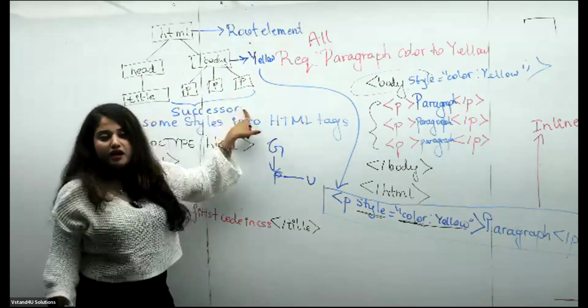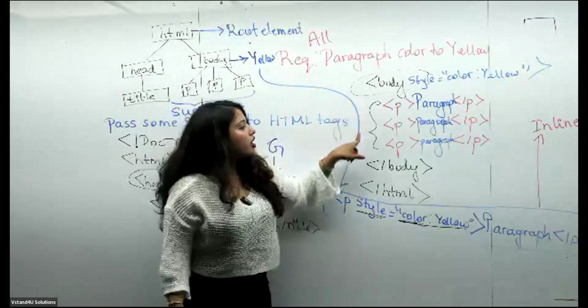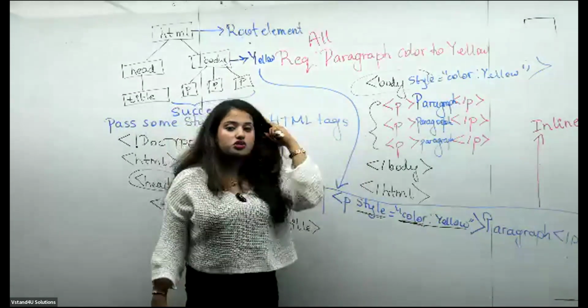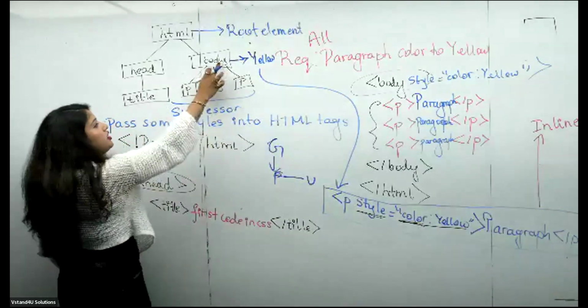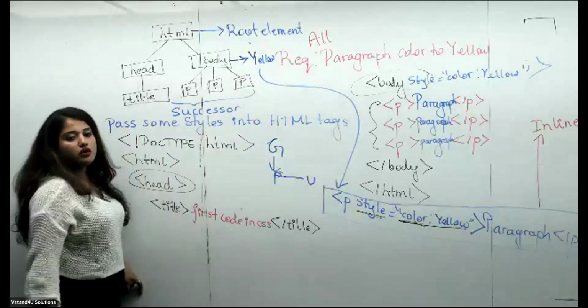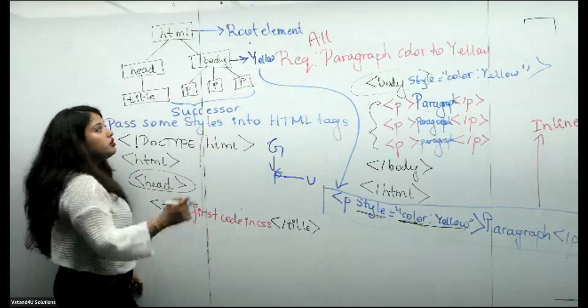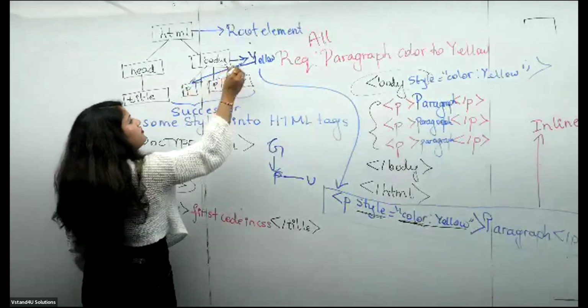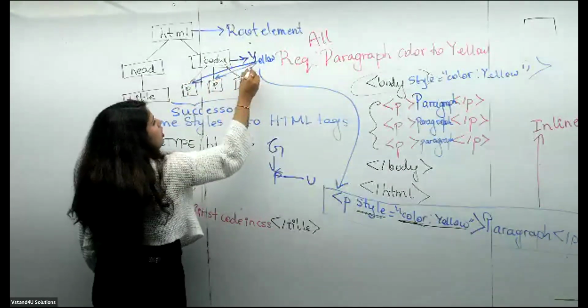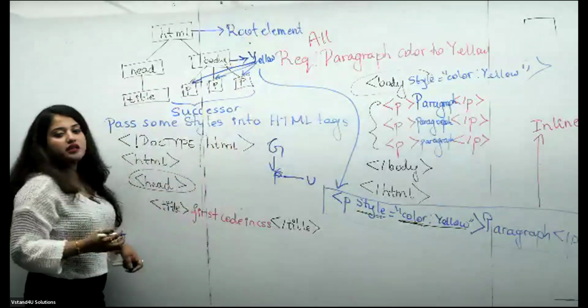All the 3 paragraphs tag. So, according to my requirement, I want to change all the paragraph color to yellow. So, in the body tag, I will have the color yellow. Yes or no? Don't you think that if I give that as yellow, all your paragraphs will be displayed in yellow color.